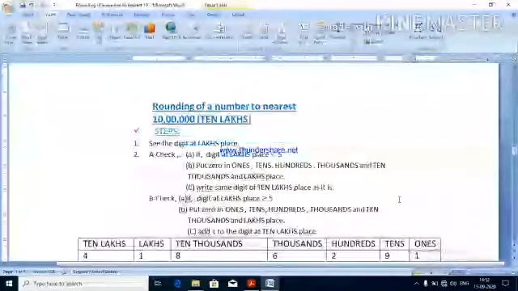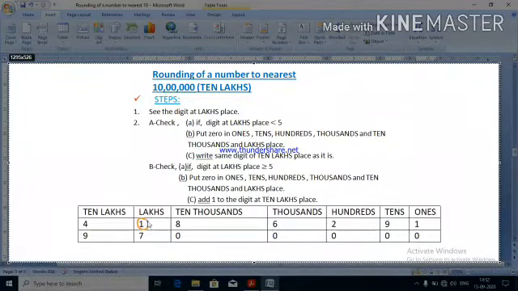Next, for 10 lakh, the similar thing: you have to see the digit at the lakh place. The digit at the lakh place, the first one, is less than 5. You have to put 0 in the lakh place, 0 in the tens place, 0 in the ones place, and you have to write the digit in the 10 lakh place as it is, which is 4, so your answer is 40 lakh.